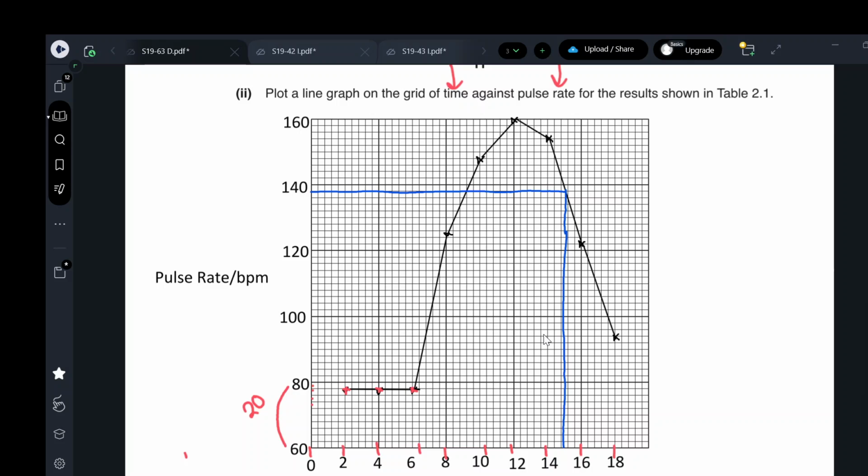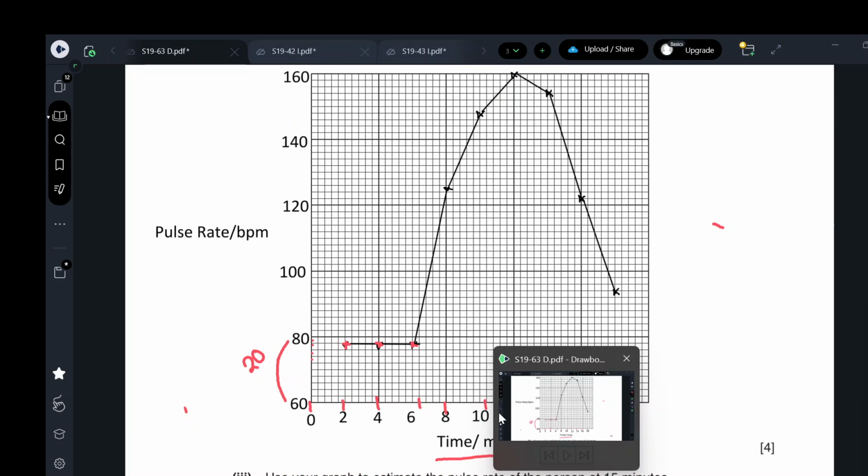After you put the points, you join point to point using a ruler. In the line graph, join point to point using a ruler. If you did it with your hand, it will still be correct, but you have to pass through the center of all the points. Do not miss any point because it's not the best fit.